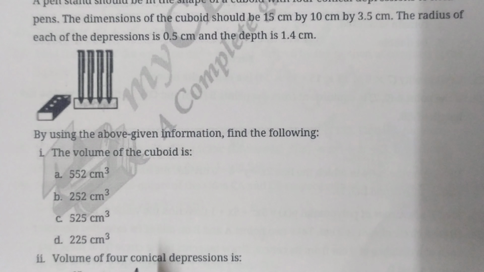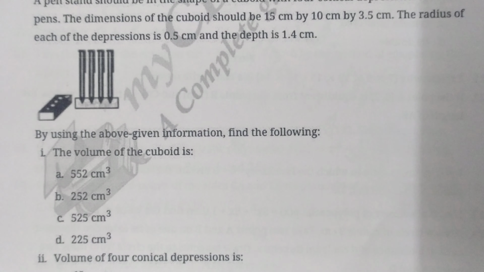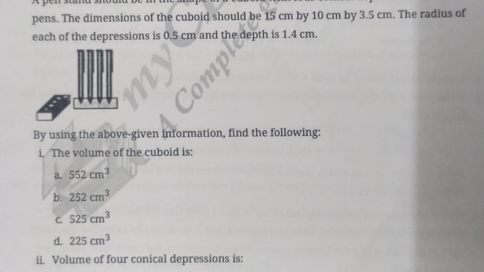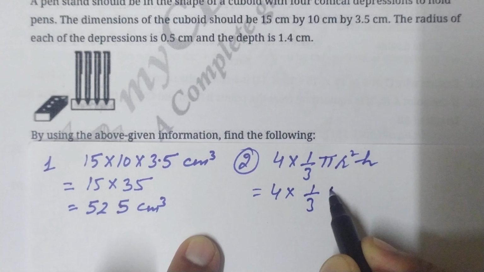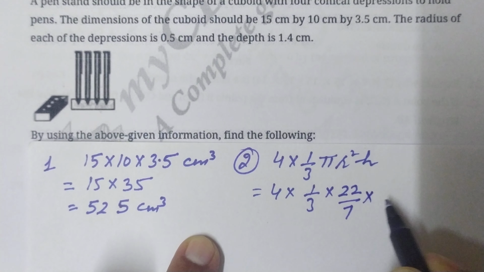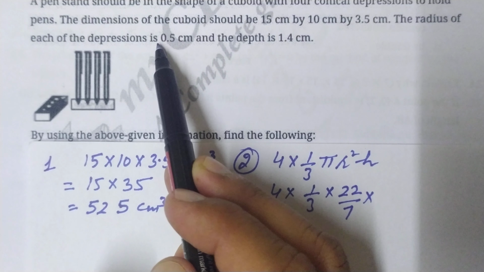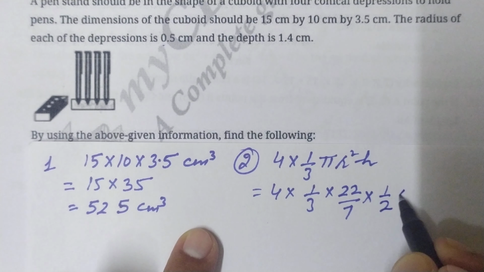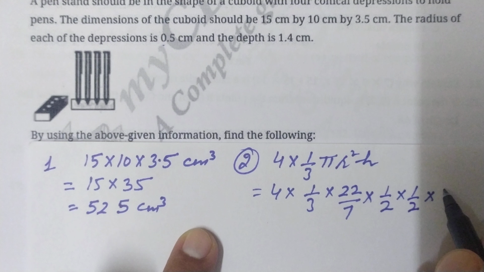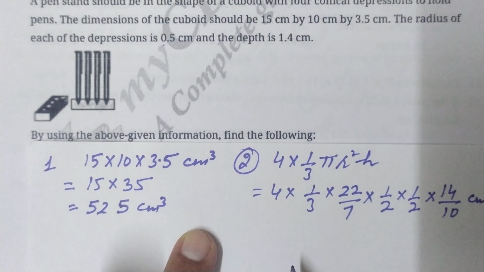Volume of 4 conical depressions. We know the volume of one conical depression is 1/3 pi r square h. So the volume of 4 conical depressions will be 4 into 1/3 pi r square h. Here we will fill the values. 4 into 1/3 pi, which is 22/7, r. For this conical part, radius is 0.5, so 0.5 means 5/10, that is 1/2. R square, 1/2 square, and h is 1.4, that is 14/10 centimeter cube is the volume of 4 conical parts.